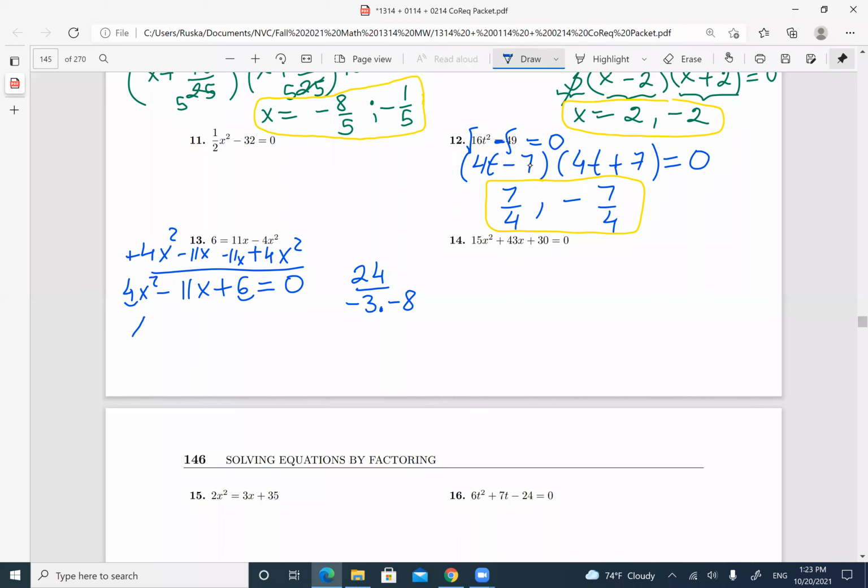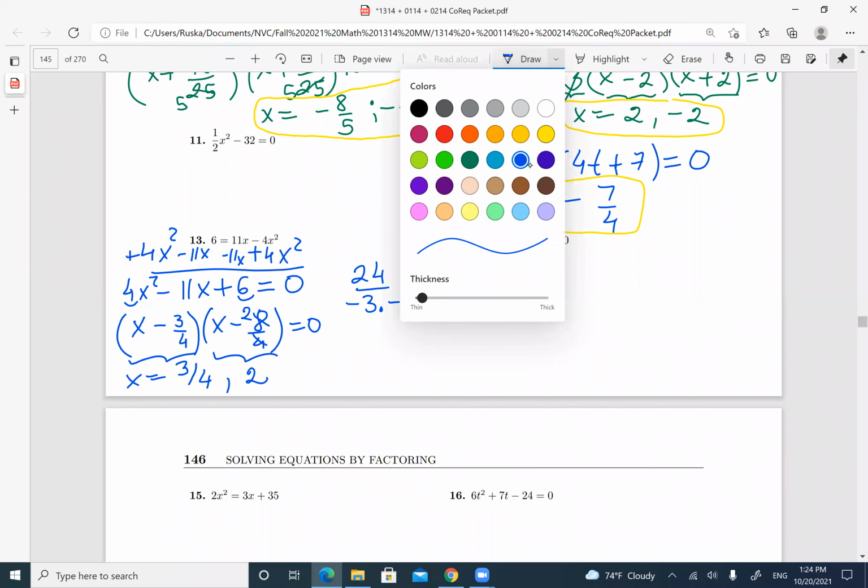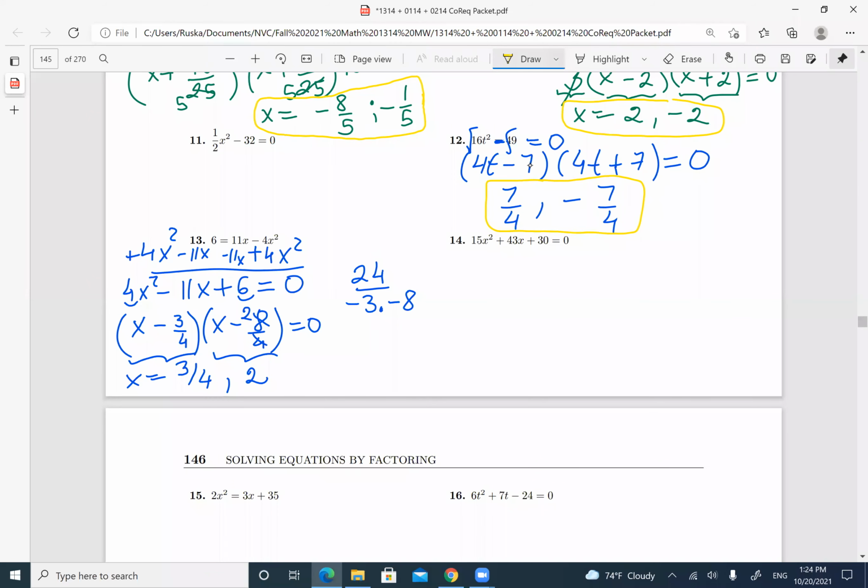You factor x minus 3 divided by 4 and x minus 8 divided by 4. Now 8 and 4 you can reduce, so it's going to be x minus 2. And the other one doesn't reduce, so we're just going to solve it from here. We solve both of those equal to 0, so we get x equals 3 over 4, and also x equals positive 2. Okay, so those are my two answers after I solve each of the factors equal to 0. Okay, any questions?